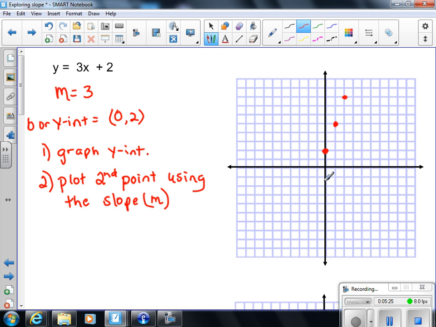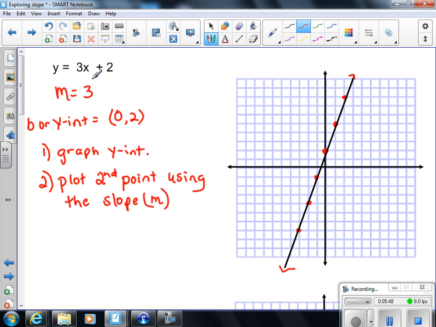Or if I go a negative 3 and a negative 1, that still makes it a positive move. Two negatives make it a positive. And I can just continue plotting those points. And each one of those would fit into my rule or my t-chart and give me that correct value. So this is the graph for y equals 3x plus 2.